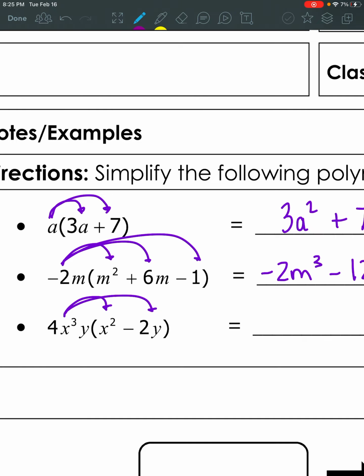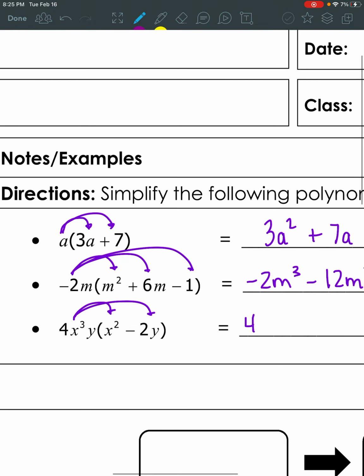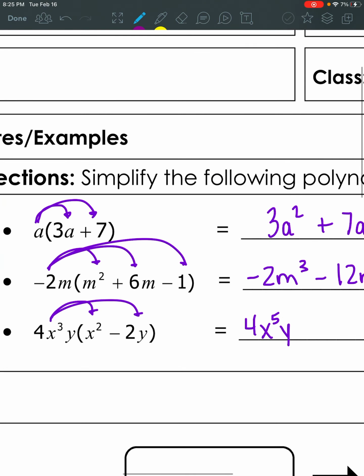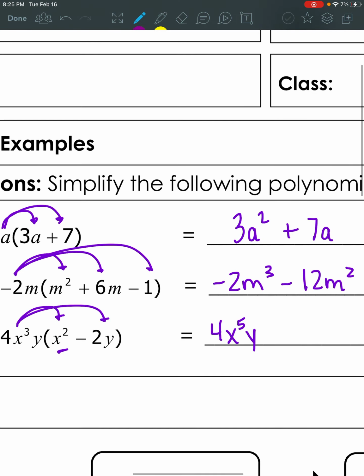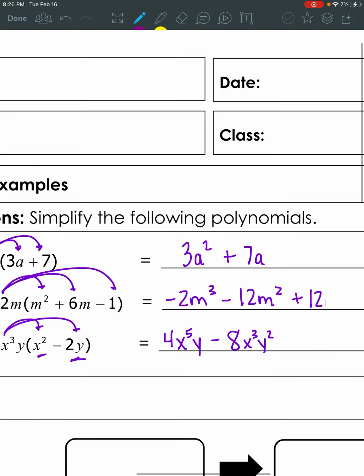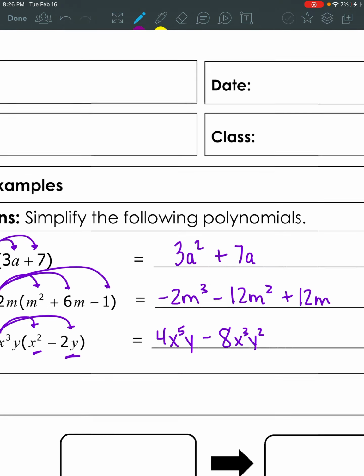So 4 times the coefficient is 1, so it stays 4. X cubed times x squared, we get x to the 5th, and then there is a y, no y next to that y squared, so just stay y. Minus 4 times 2 is 8, so multiply coefficients. We add the powers that are on the variables unless there is just one, like the x cubed. There's no x in that 2y, so it just stays. And then y times y, so minus 8x cubed y squared. All right, so that's just a refresher on what we have been doing. We've been distributing and multiplying polynomials.